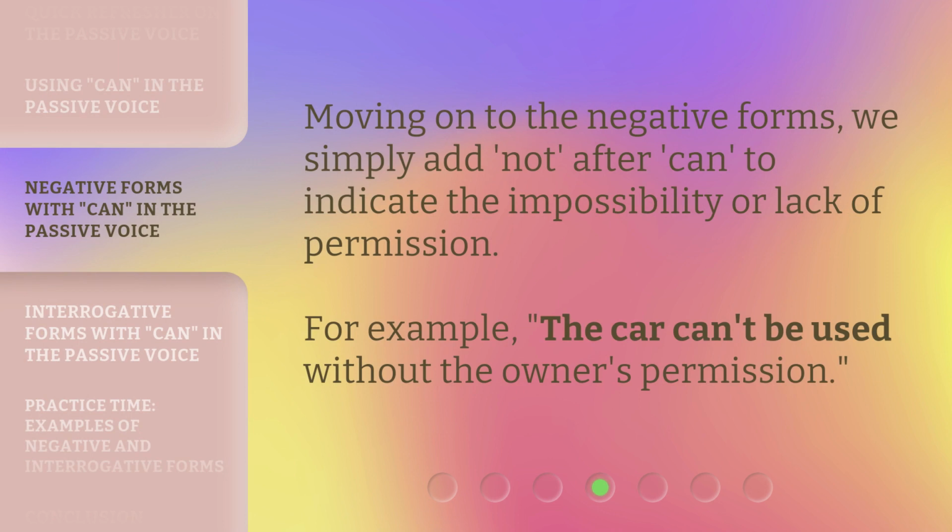Moving on to the negative forms, we simply add not after can to indicate the impossibility or lack of permission. For example, the car can't be used without the owner's permission.